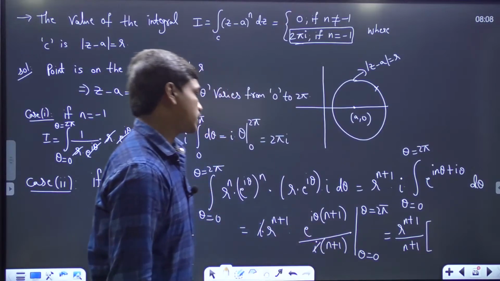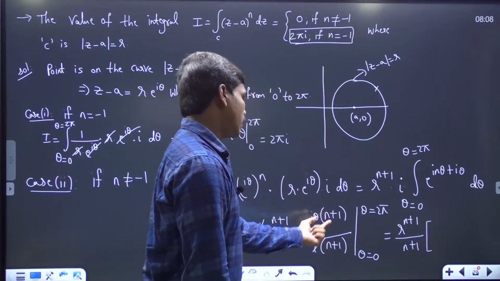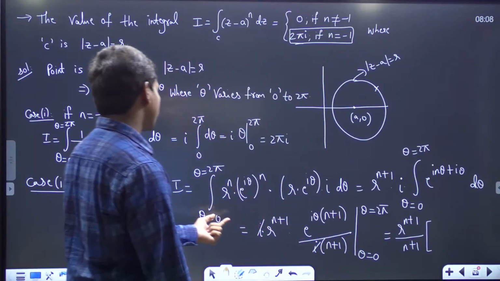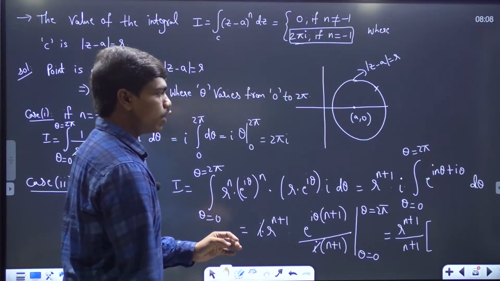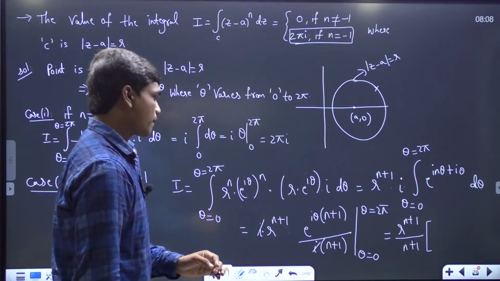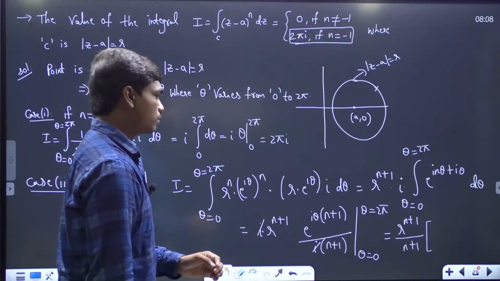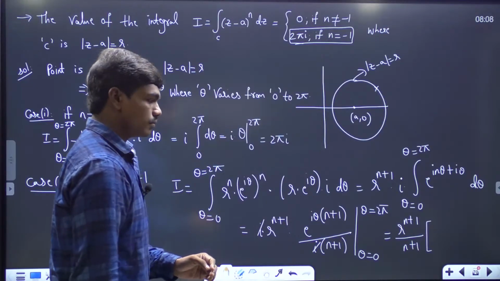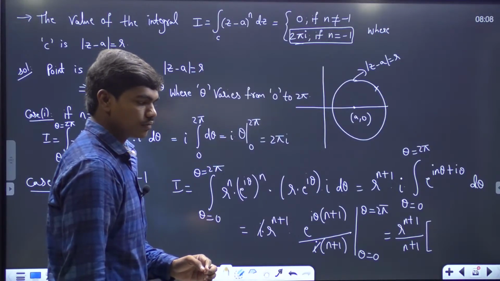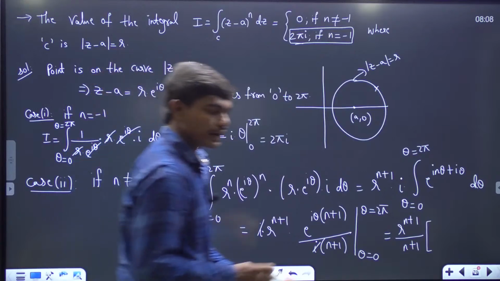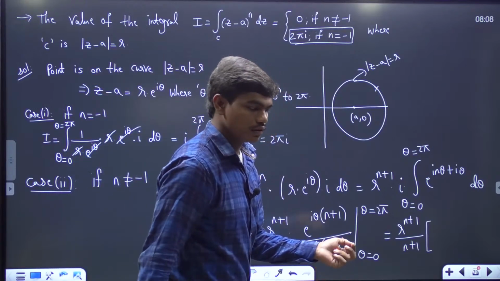If n is not equal to -1, then see what happens. Did we write something wrong here anywhere? I hope things are going fine. Is that okay to all of you? Clear so far? Okay, so shall we go for the substitution?